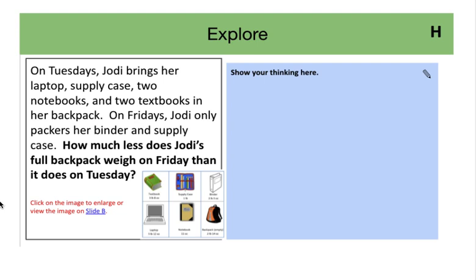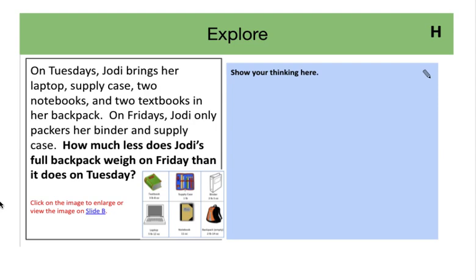So we see here 2 different days, Tuesdays and Fridays. And on Tuesday, what she brings with her to school is different than what she brings with her to school on Fridays. We're looking for that difference there in weight. So go ahead and solve this problem any way you choose. When you're ready, you could go ahead and unpause. All right, so let's take a look at this question.